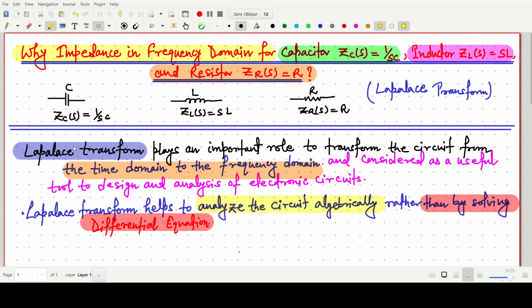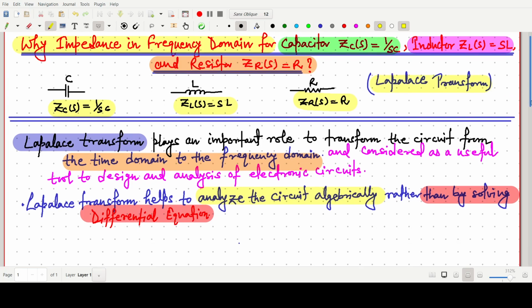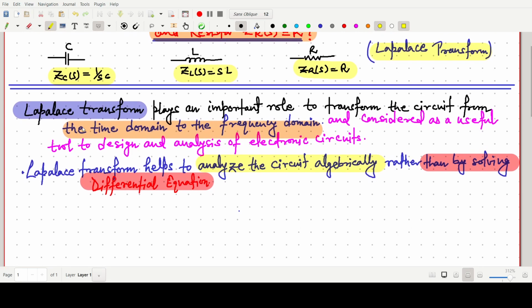Why Z_C(S) is 1 by SC, the inductor's is SL, and the impedance for the resistor is R, we will think about with the help of this Laplace transform. So this is the simple basics that I covered: why Laplace transform? To transform the time domain to the frequency domain, and it is a very useful technique to analyze the electronic circuit algebraically rather than solving the differential equation.